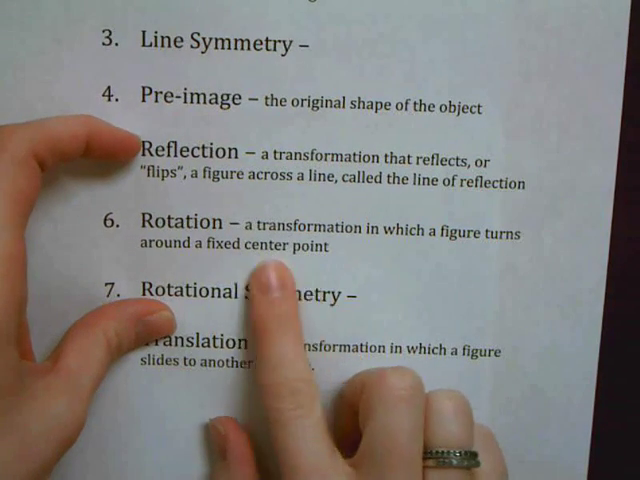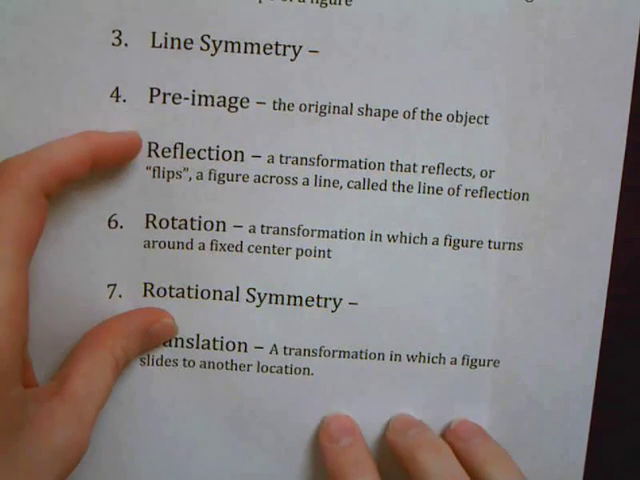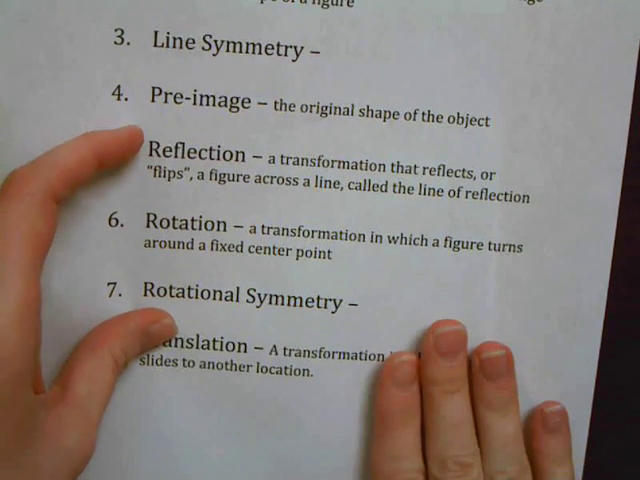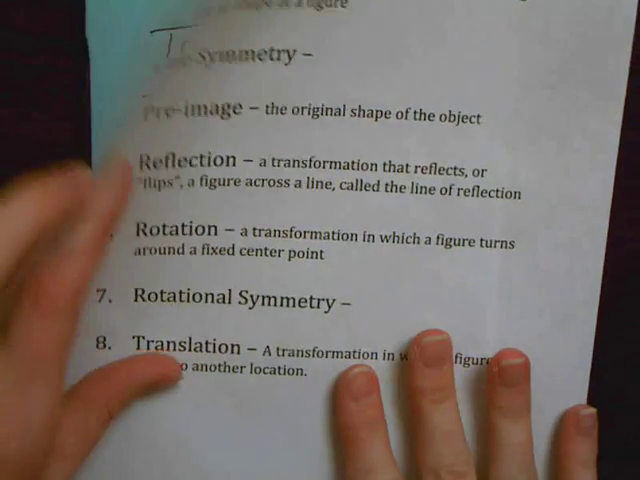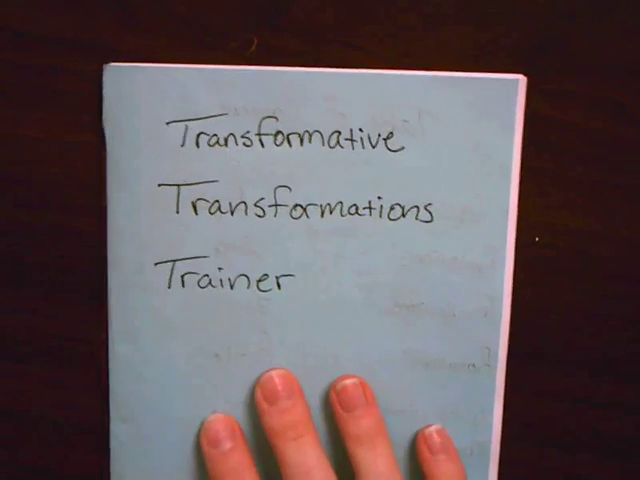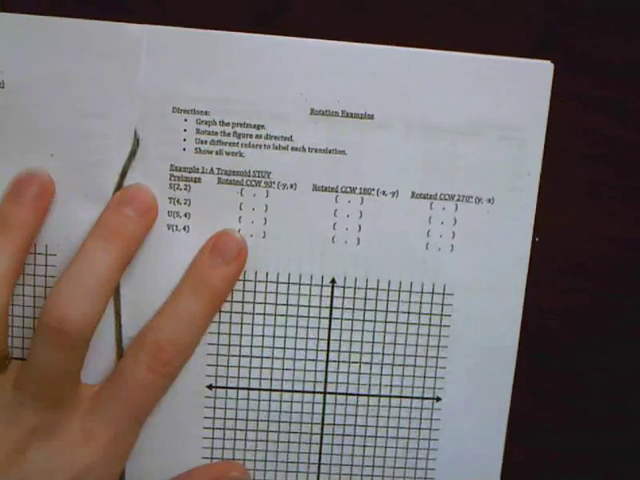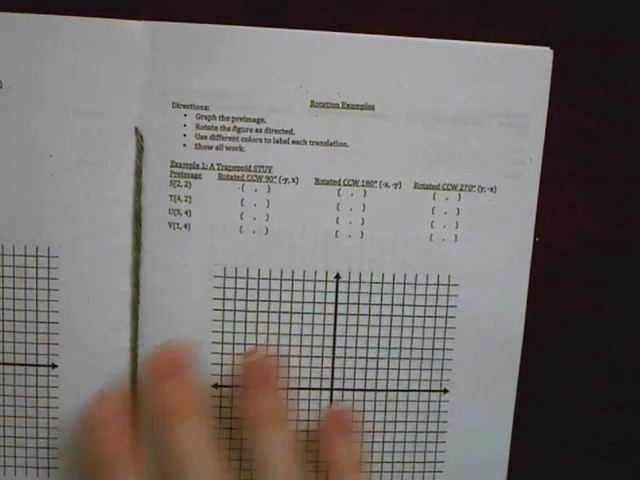Okay, and for today, that center point that we're going to be rotating around is going to be our origin, the point (0, 0). It doesn't always have to be that point, but that's going to be our focus for this unit. All right, so go ahead and in your booklet, turn to page 12. Okay, should look like this.